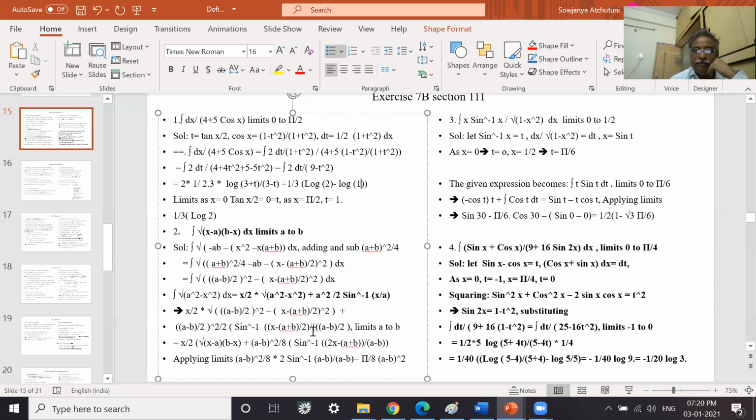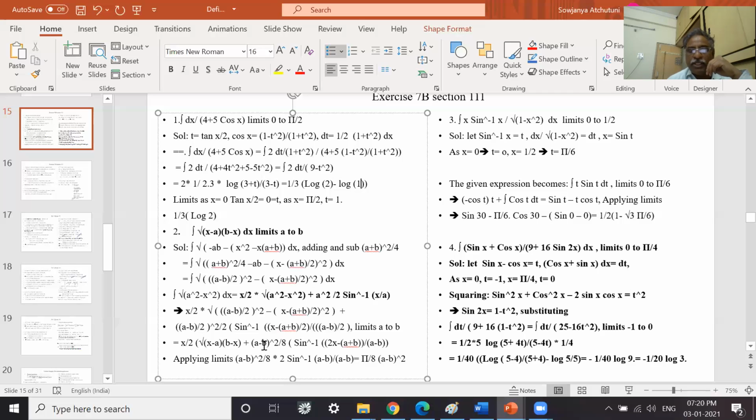This is a. So when I apply limits a to b, this whole root of a square minus x square is nothing but the original format. This is only converted to this format. So instead of root of a square minus x square, I am putting x minus a into b minus x, plus the second term as is: a minus b whole square by 8 sine inverse x by a. So when I apply a to b, here it becomes 0. When x is a, this is 0. When x is b, this is 0. So upper limit to lower limit, this first term is becoming 0.